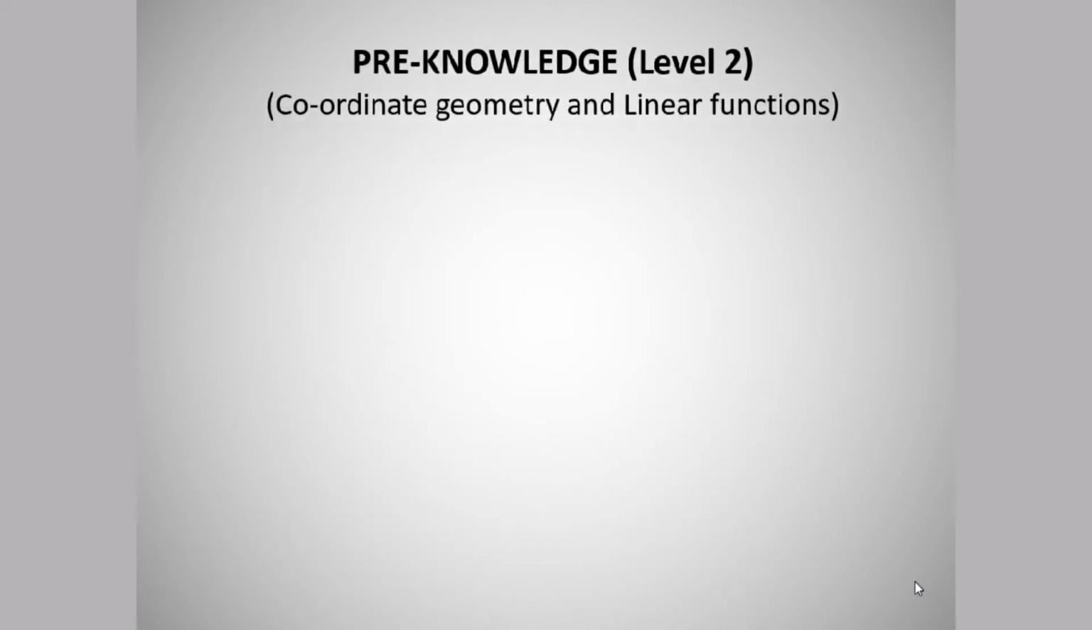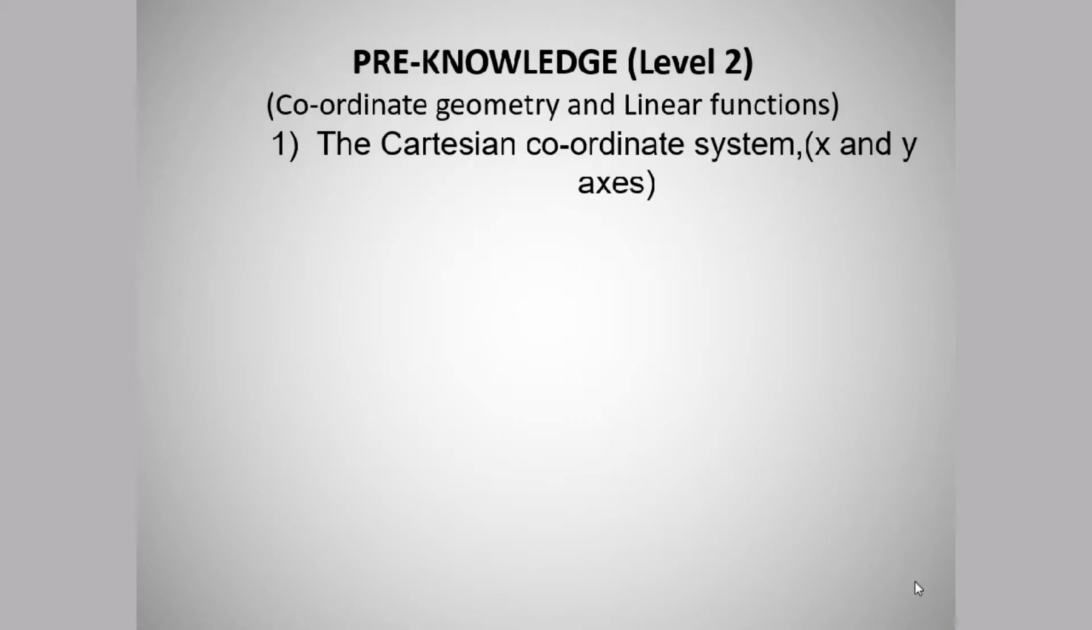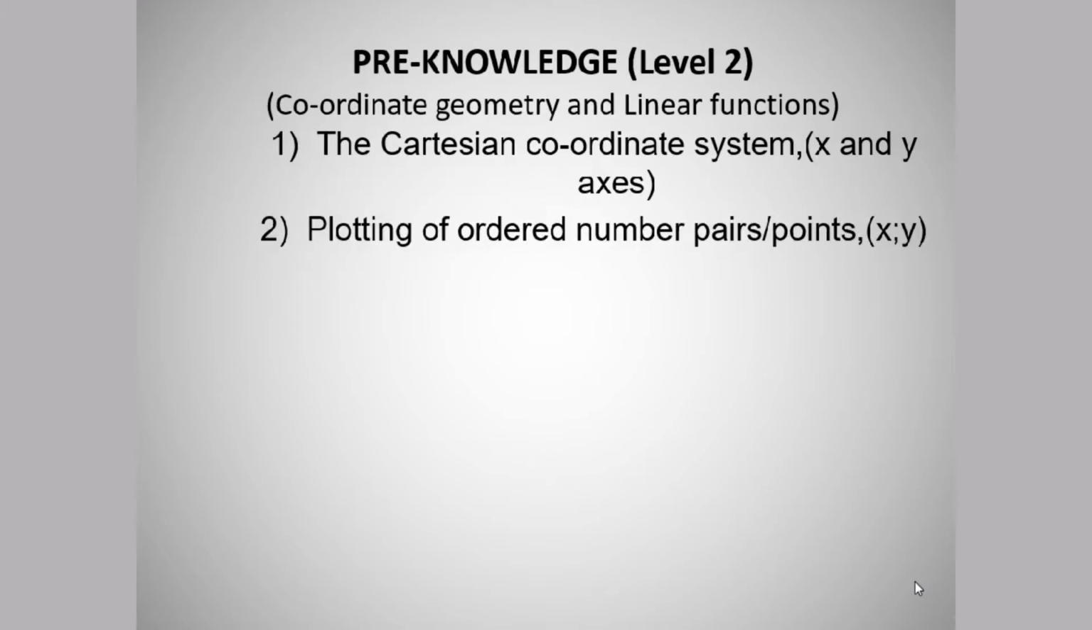In terms of the pre-knowledge, what do we bring from level 2? You will remember that at level 2, we had a similar topic of space, shape, and measurement. And so we need to remind ourselves about the Cartesian coordinate system, which is the x and the y axis. We also need to remind ourselves about the plotting of ordered number pairs or the plotting of points. I'm going to demonstrate that on the board.